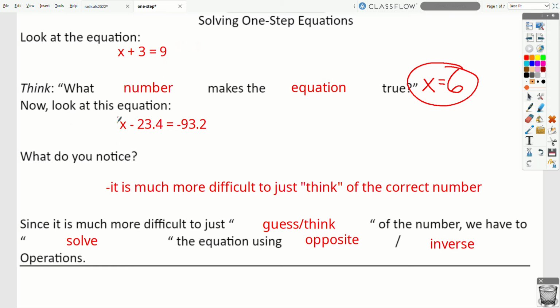Now let's look at this equation. We're trying to think of a number x. When we subtract 23.4, it equals negative 93.2. You should notice that it's a lot more difficult to just think of the correct solution for this one, because we have decimals, we have a negative, and we want to be more precise. Since it's much more difficult to just guess or think of the number in this case, we have to solve this equation using opposite or inverse operations, and that's what we will be doing in the following problems.